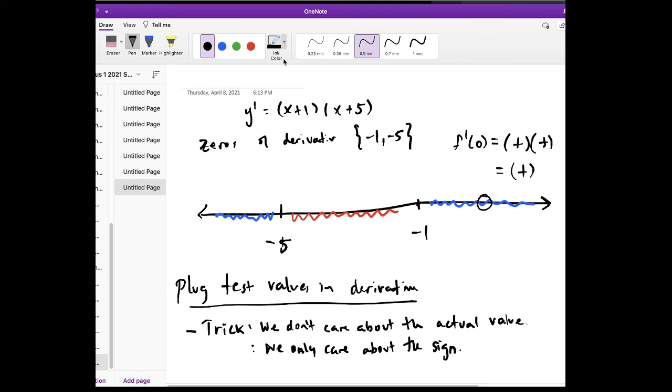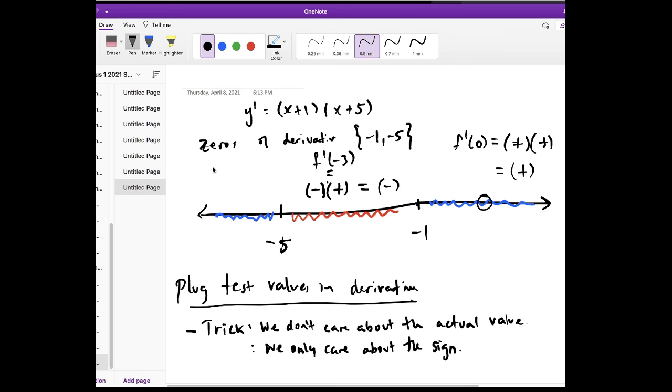Okay, someone give me a value inside -1 to -5, or -5 to -1. What's a value? -3. Okay, so this is where it's a bit more interesting when doing this trick. When you plug in -3, is the first factor positive or negative? Negative. When you plug in -3, is the second factor positive or negative? Positive. What's positive times negative? Negative. Cool, so we didn't have to actually calculate anything, right? We just had to see if the thing was positive or negative.